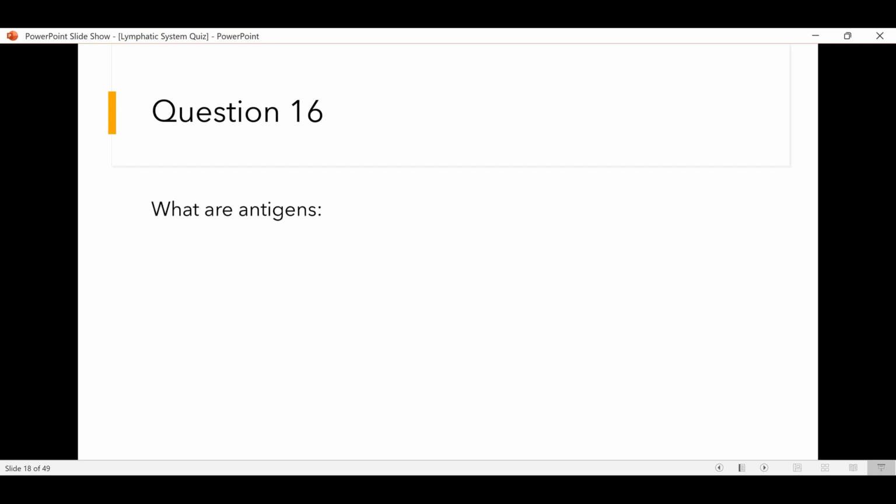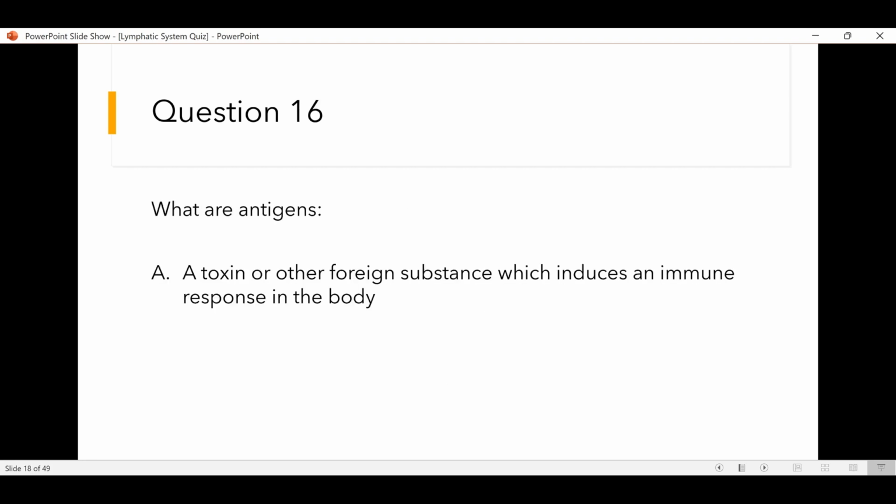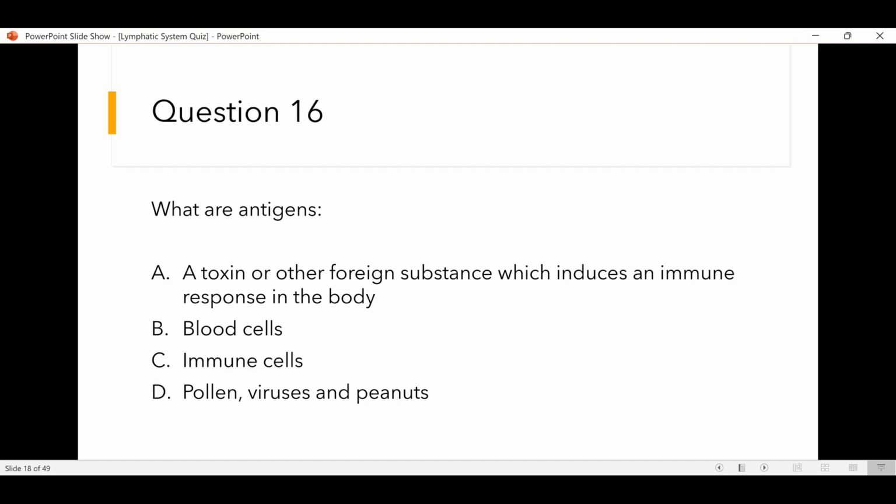Question 16. What are antigens? A toxin or other foreign substance which induces an immune response in the body, blood cells, immune cells, pollen, viruses, and peanuts.